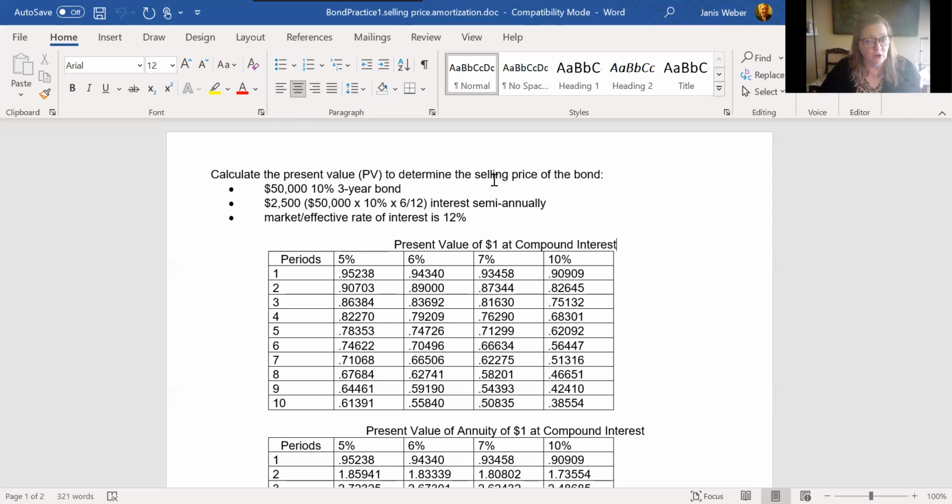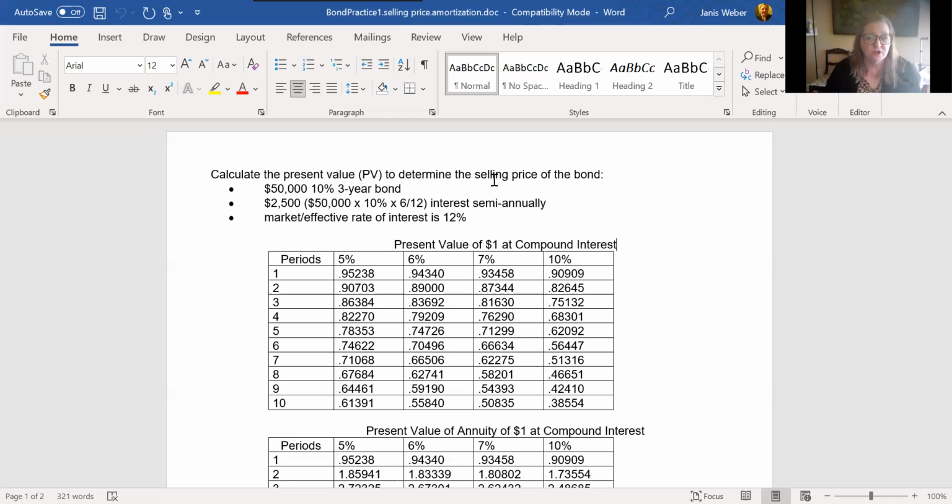So right off the bat, you know that we're going to be selling at a discount, because we're only offering 10% annually, and others will be willing to pay 12%. So we know it's going to be a discount. If you calculate everything and it comes up with a value of higher than 50,000, you know you've got an error. If the rate that our company's bond is offering is lower than the market rate, it's not going to be more than the face amount. It's going to be less.